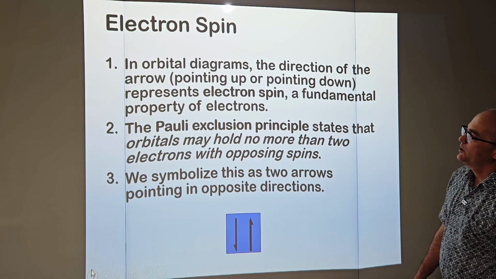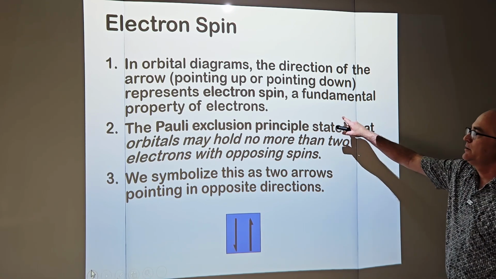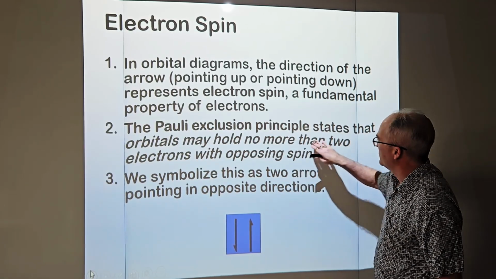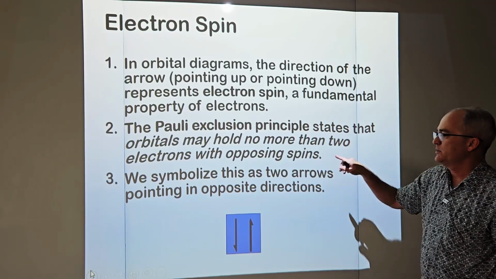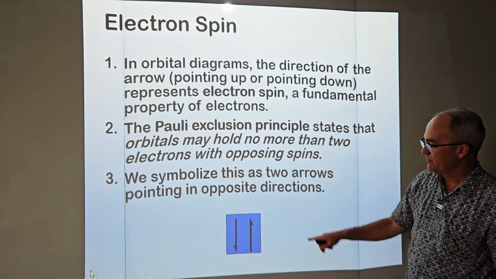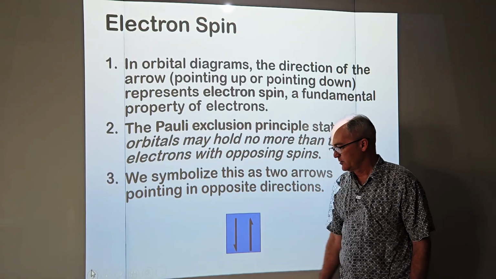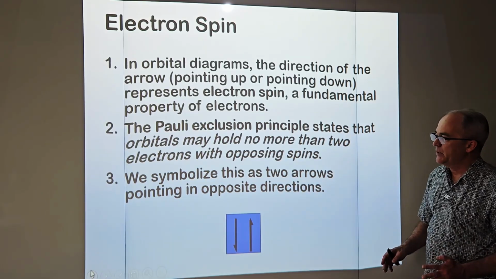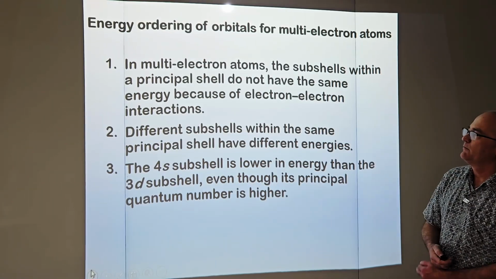The direction of the arrow pointing up or down represents electron spin, a fundamental property of electrons. The Pauli exclusion principle states that orbitals may hold no more than 2 electrons with opposing spin. So when you put electrons into orbitals, you can only put 2 electrons into an orbital, and they're going to have opposite spin. Might have to do with magnetic moments and how you can get them to fit in there.